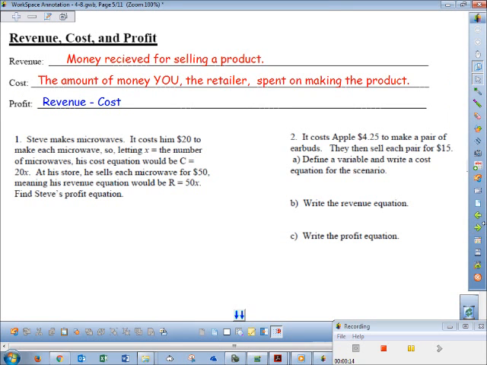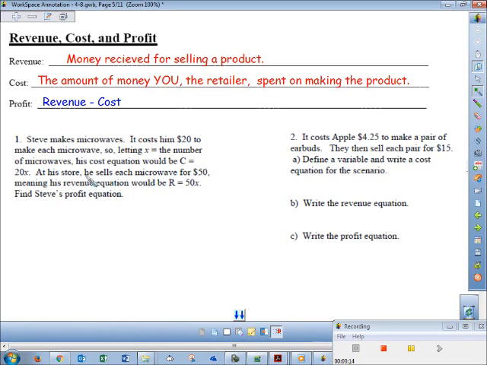So let's check out the first one. Let's put an example with all these words here. Steve makes microwaves. It costs him $20 to make each microwave. So let's let X stand for the number of microwaves that he's making. So his cost equation would be C equals 20X, because it's $20 for every microwave that he makes. So that's what it costs him. But at his store, he sells each microwave for $50, meaning his revenue equation would be R equals 50X, because he makes $50 for every microwave.